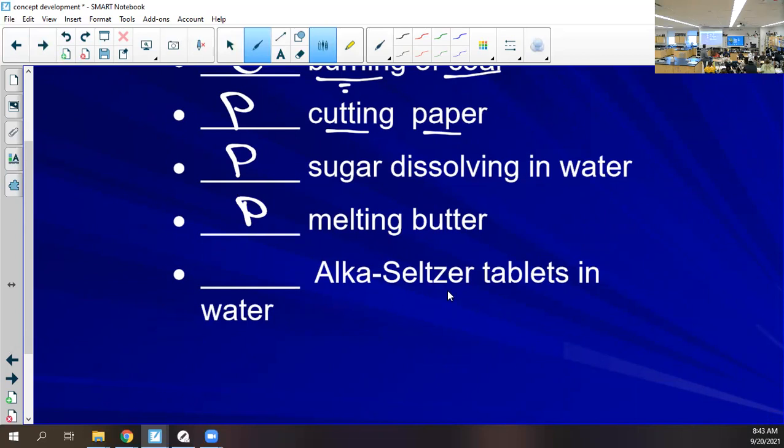And then finally, Alka-Seltzer tablets in water. Does anyone even know what that is anymore? All right, good. It's that white tablet you drop in and it goes ham, right? You're like, woo. Ham means crazy, loco. Okay. Sorry. There's probably kids in here that don't know what I mean when I say it goes ham.